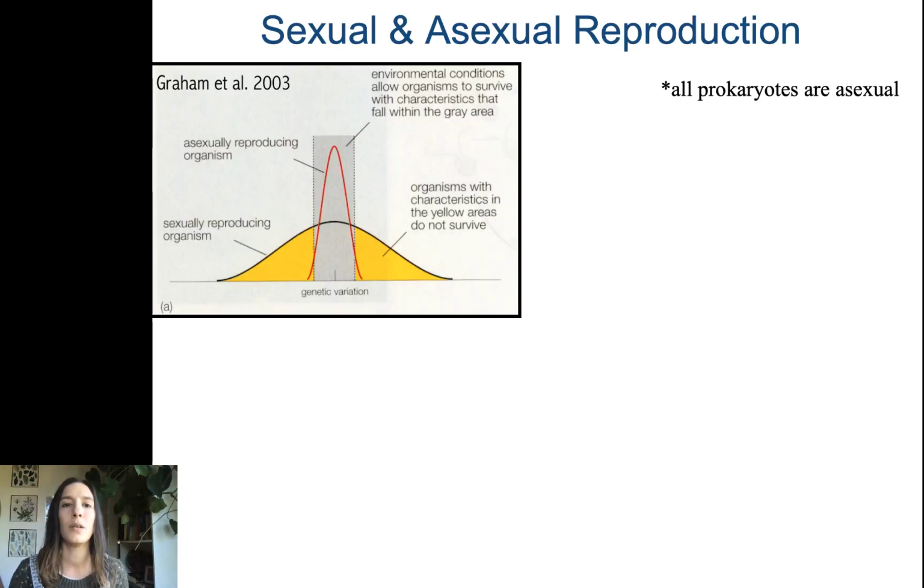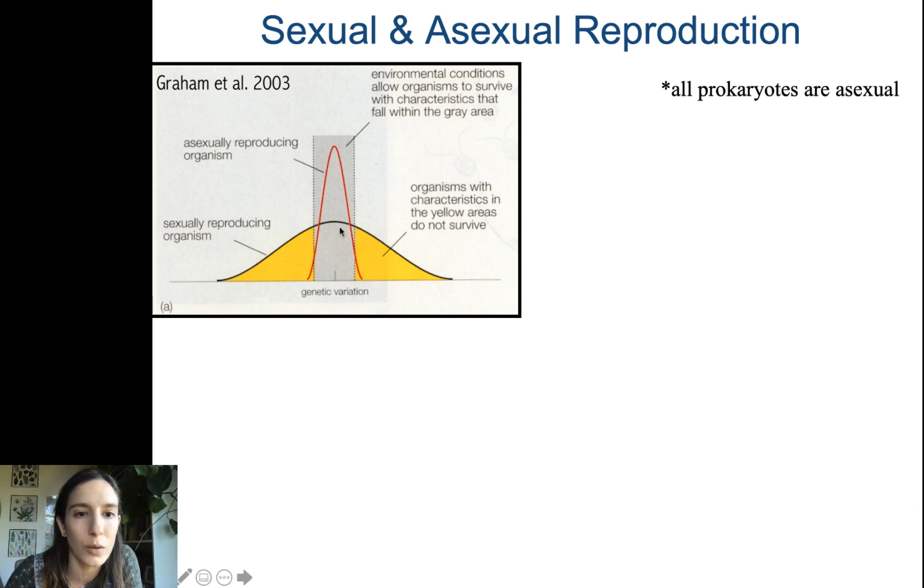So here's the thing about sexual and asexual reproduction. We've got these two types of reproduction that are found in organisms, and there are advantages and disadvantages to both. Now, one thing I'll note now is that all prokaryotes, including bacteria and archaea, are asexual. So sexual reproduction is only found in the eukaryotes. So check out this graph here, this figure, rather.